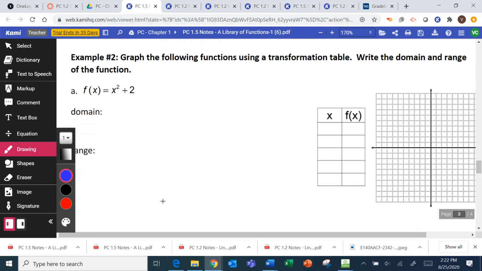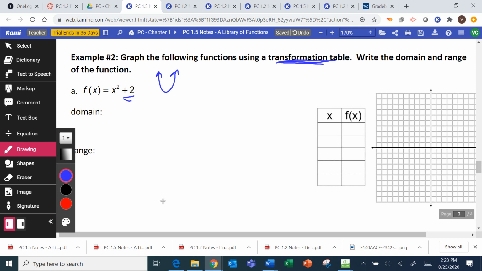But we're going to use a transformation table to take x squared, that parabola. And does anybody remember, if we have a plus 2 on the outside, what that does to the parabola? It makes it go up 2, right. So once you know where that original parabola is, you can just move it up 2, and you're done graphing that one. So we're just going to do transformations on this last page.